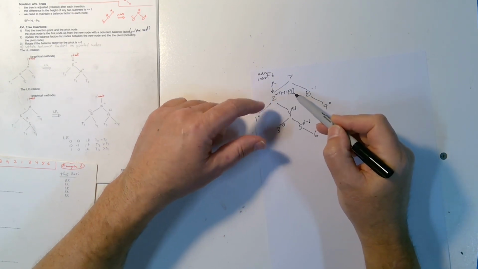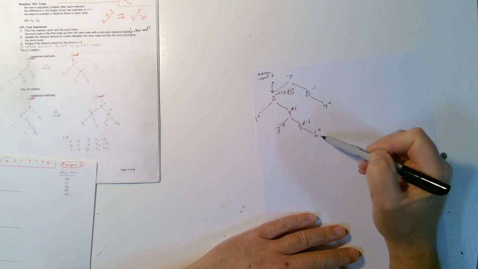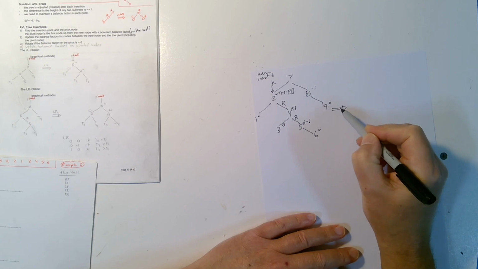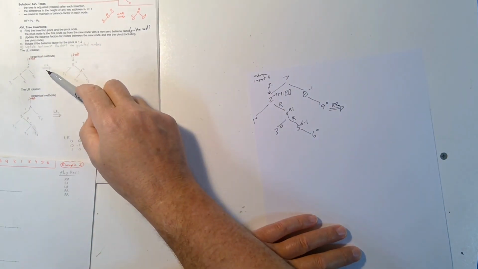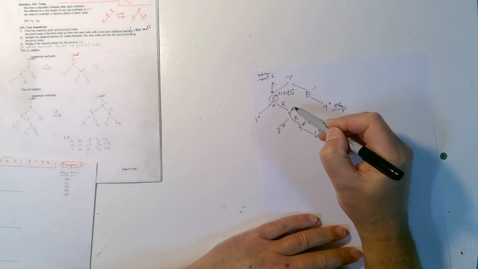Which rotation do we do? To determine that, we look down from the pivot node on the first 2 turns, which are right and right. That means we're going to do a right-right rotation, which is the mirror of this guy again. So this is A, this is B.